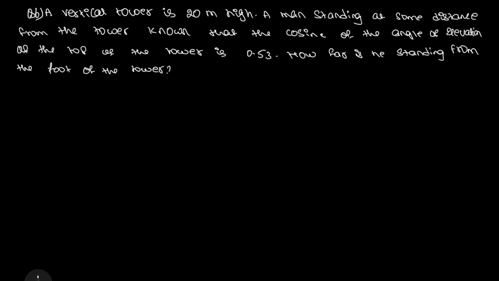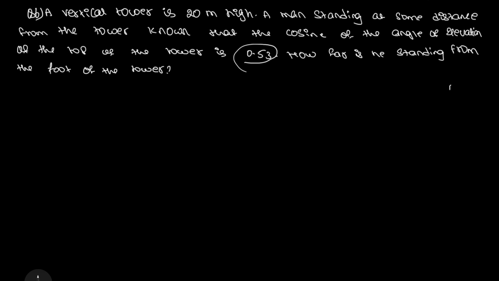Question number 6. Here we have a vertical tower which is 20 meters high and a man is standing at some distance from the tower. Note that cosine of the angle of elevation of the top of the tower is 0.53. Here the value of that cosine is also given, which is 0.53. Now we need to find how far he is standing from the foot of the tower.